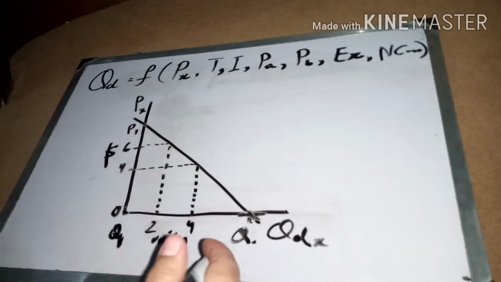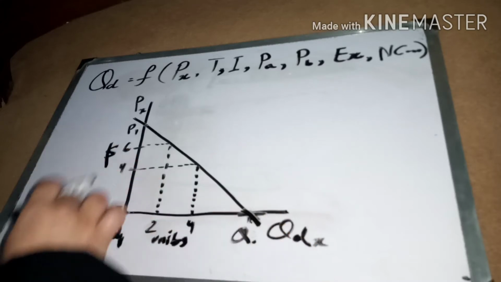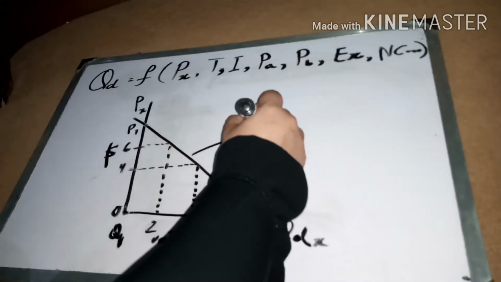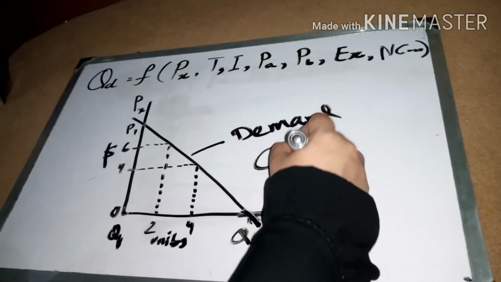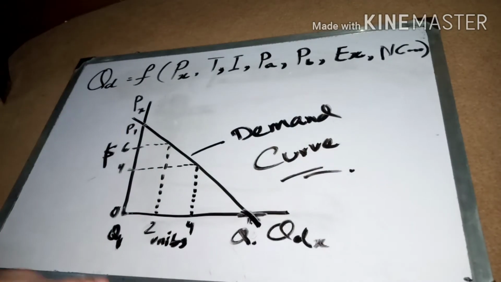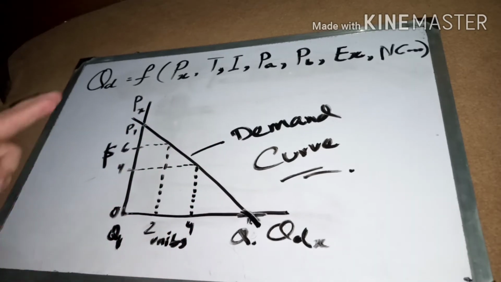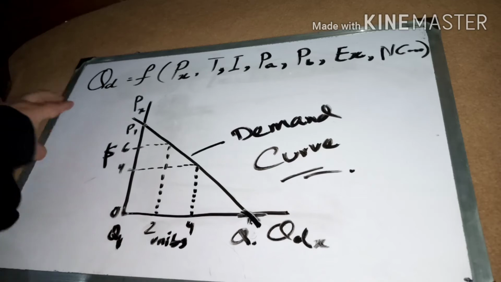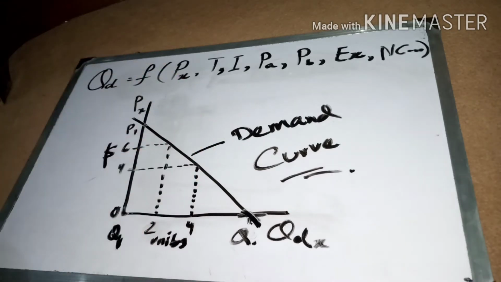So here we could see that this line that we have got out of this graphical representation is the demand curve. Now this is my demand curve. One thing that you would notice in this demand curve is that it is downward sloping. Downward sloping means that the relationship between the quantity demanded and the price is inverse.